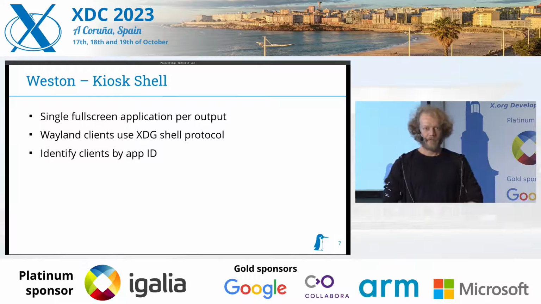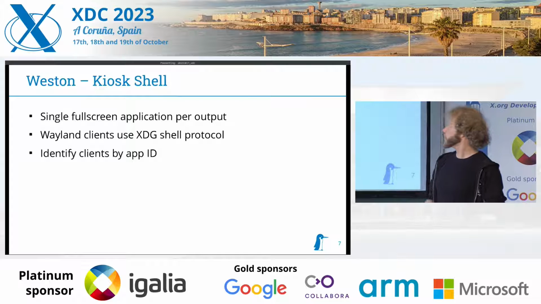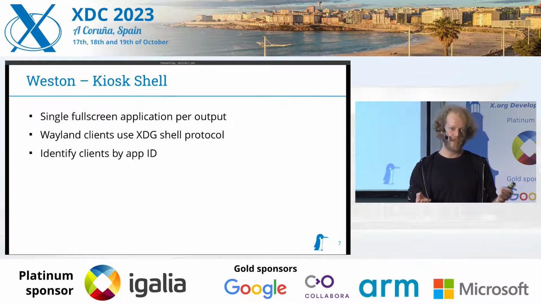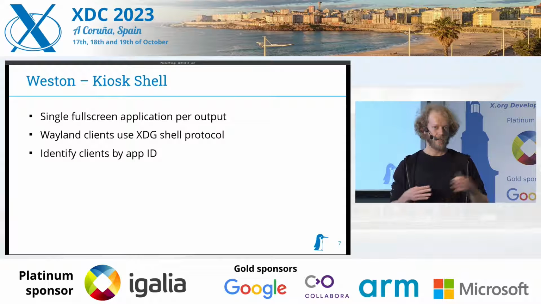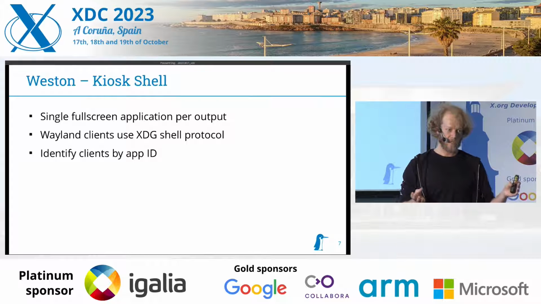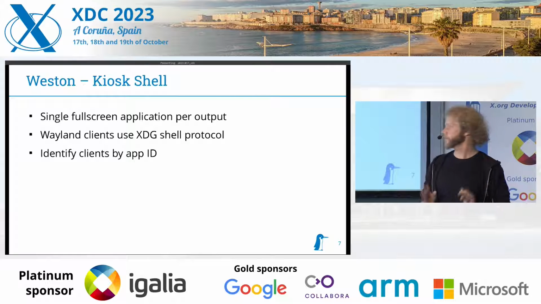Let's look at different compositors that are out there for covering the use cases that we saw before. In Weston, we have the kiosk-shell, which is a single full-screen application per output. So that's really suited for this very common use case of one application. You just fire up Weston with a desktop shell, fire up your application, it will be shown full screen, done.